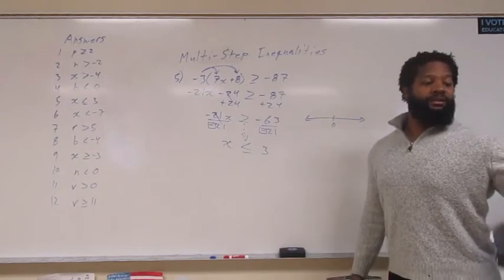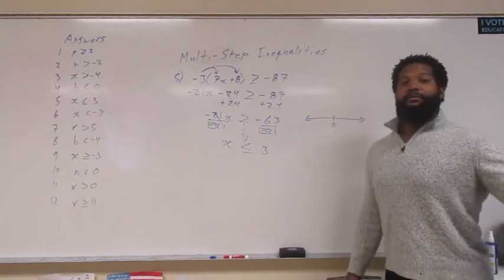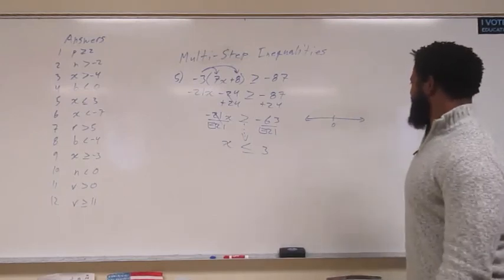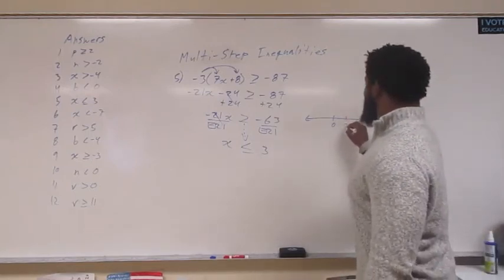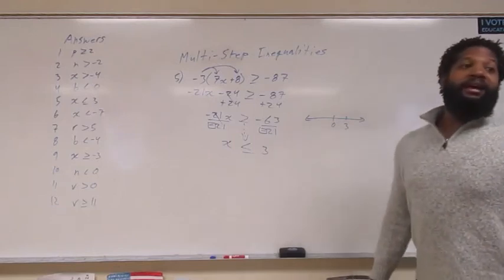What side of the 0 does the 3 go on? Left. No, positive. Right, right, right. It's right. Positive. It's right. Hey, real talk.